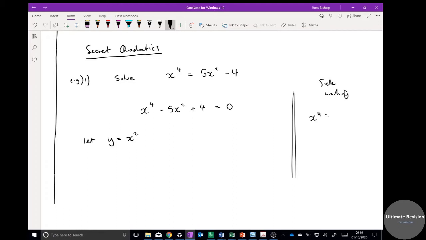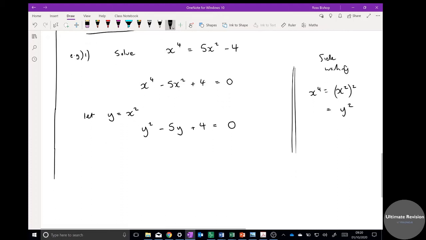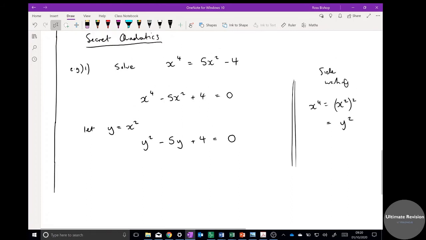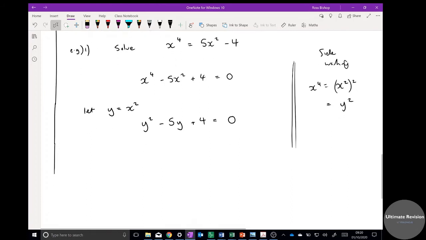x to the power of 4 is the same as x squared squared, which would be the same as, well, we know, y squared. So I can rewrite this equation as y squared, that's the x to the 4, minus 5, or x squared is y. The 4 doesn't change. Now I've made it a quadratic, so I've turned my non-quadratic into a secret quadratic.